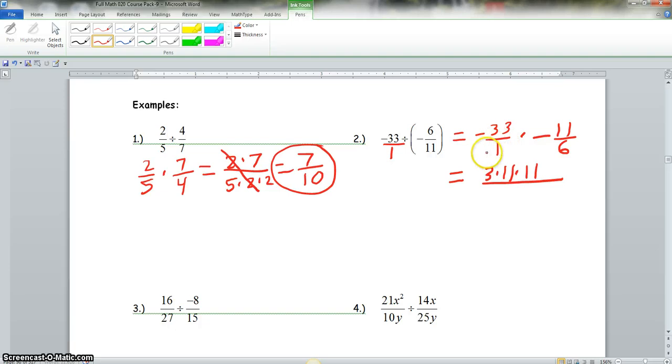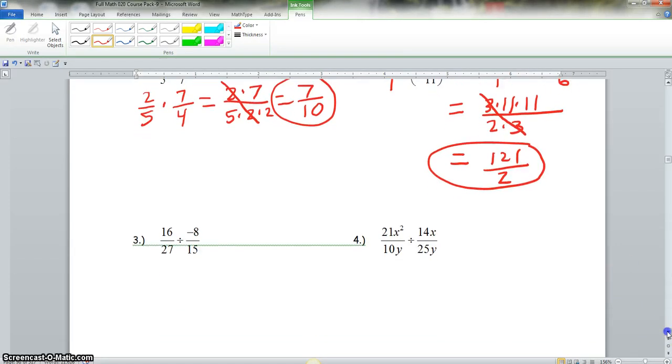Now, we don't have to take a prime factorization of 1. If 1 was the only thing left in our denominators, we will write it down. But since it's not, we will concentrate on this number here. 6 breaks down to 2 times 3. That is its prime factorization. Now we simplify out the 3's. And now we have 11 times 11, which is 121. And that's all over 2. And that is our final answer.